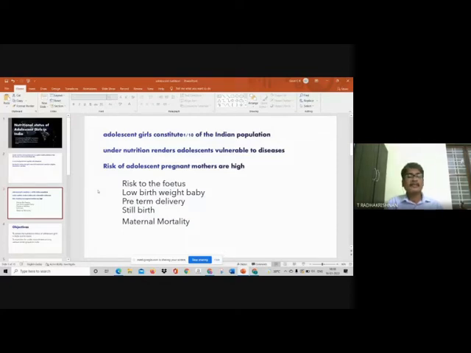The risk, especially, is that around 50% of adolescents are married before the legal age of marriage, as per the latest NFHS data. So there is a chance of adolescent or teenage pregnancy, and undernutrition along with teenage pregnancy leads to high risk to the fetus. There is a chance of lower weight babies, preterm delivery, even stillbirth, and also maternal mortality.